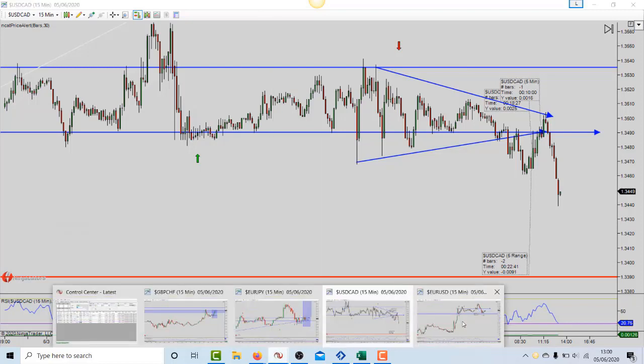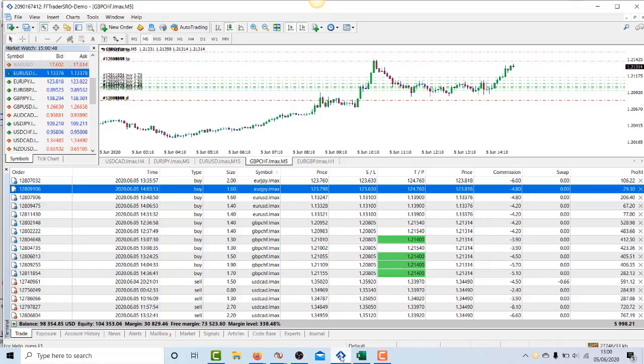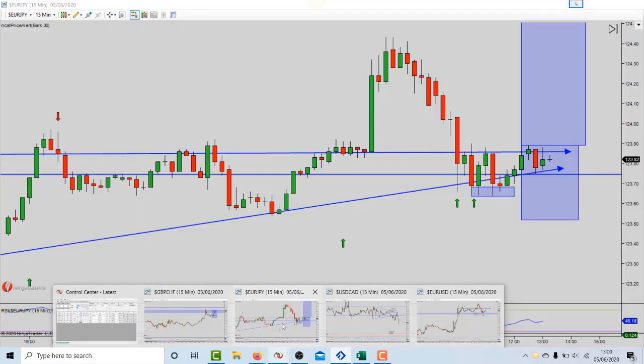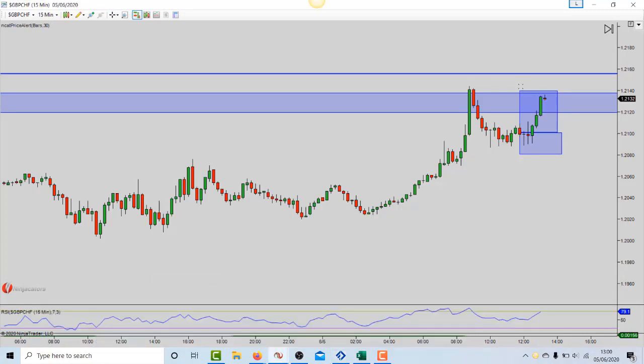And the euro dollar, just waiting for the breakout there as well. Let's go back to here. Still not quite there on the pound Swissy. We'll come back and see if it hits. I'm playing for the highs because this is trend continuation for me.